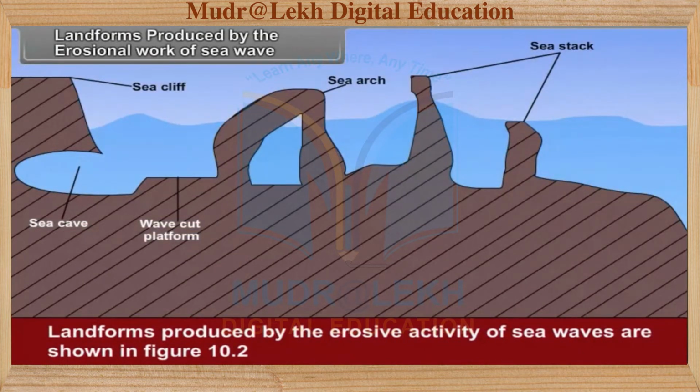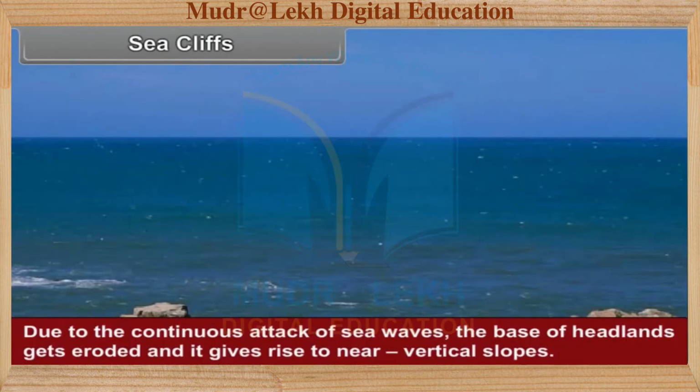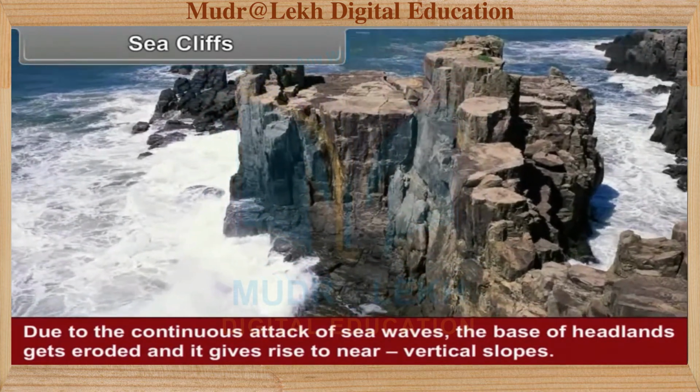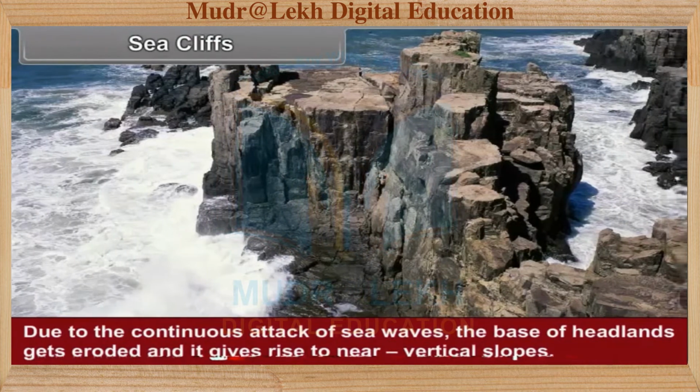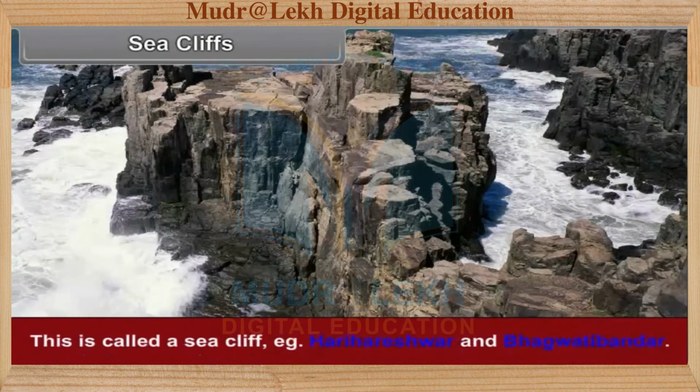Landforms produced by the erosive activity of sea waves are shown in figure 10.2. Number 1. Sea cliffs. Due to the continuous attack of sea waves, the base of headlands gets eroded and it gives rise to near vertical slopes. This is called a sea cliff. For example, Harihareshwar and Bhagwati Bhandar.